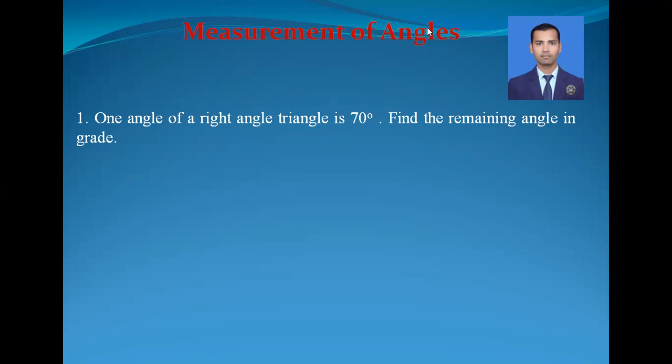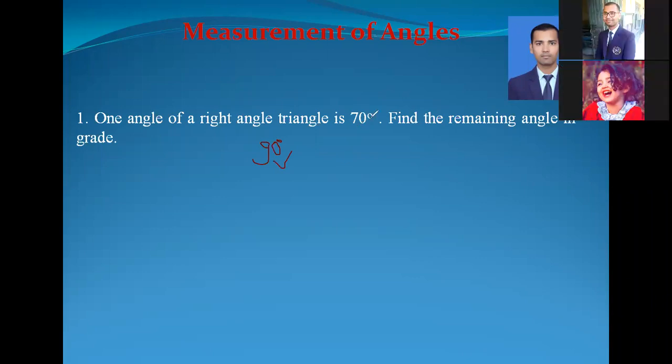As we all know, in a right angle triangle there is an angle of 90 degree, and the sum of the remaining two angles is also 90 degree. So one of the angles is already 90 degree and the sum of the two remaining angles is 90 degree. Here one of the angles is given to us, that is 70 degree. So what would be the remaining angle?